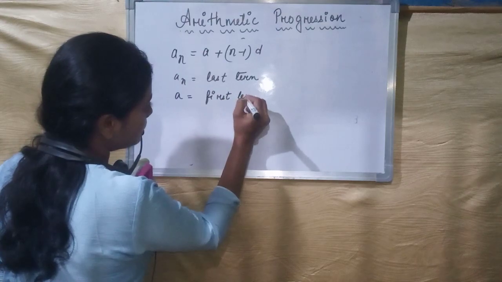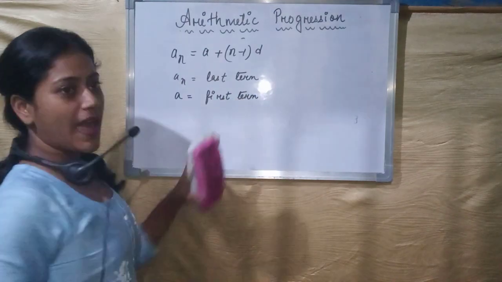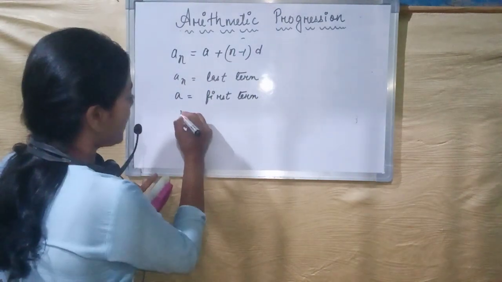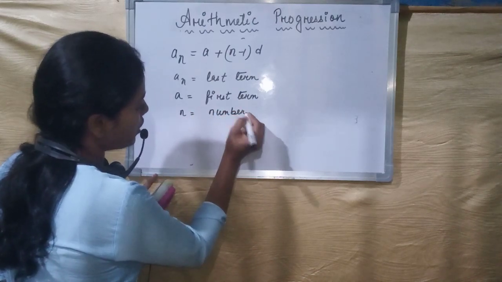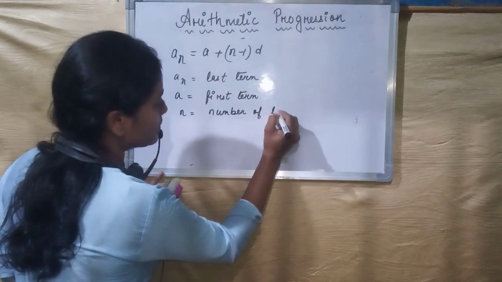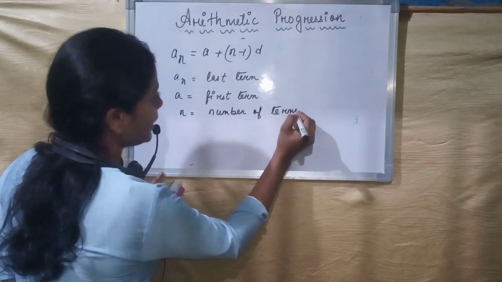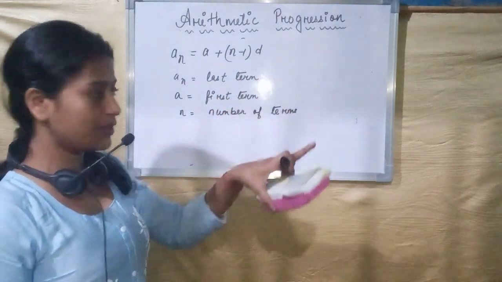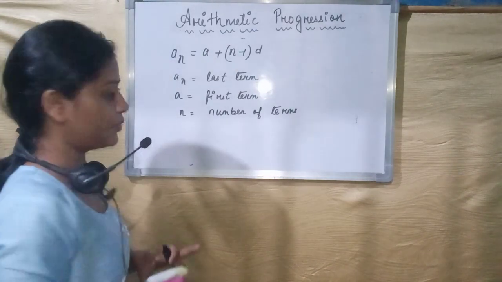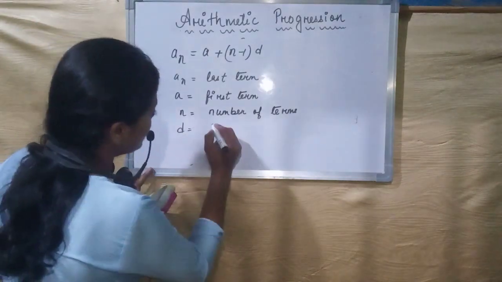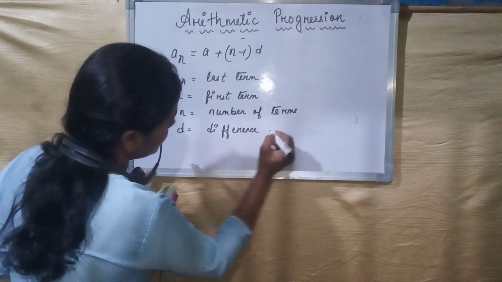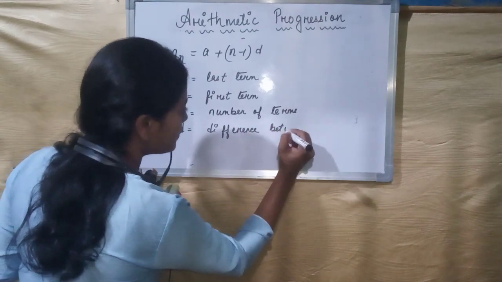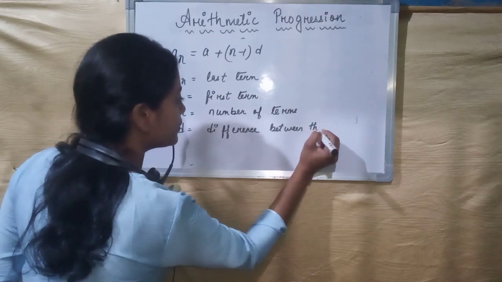Next, n means the number of terms contained in the AP. And here d means the difference between the numbers, which is always constant in arithmetic progression. So d means the difference between the numbers.